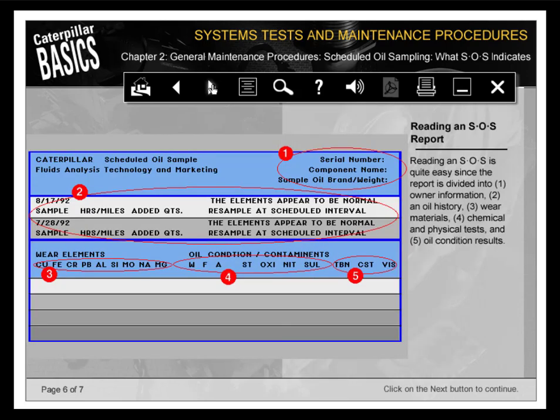Reading an SOS is quite easy since the report is divided into 1. Owner information, 2. An oil history, 3. Wear materials, 4. Chemical and physical tests, and 5. Oil condition results.